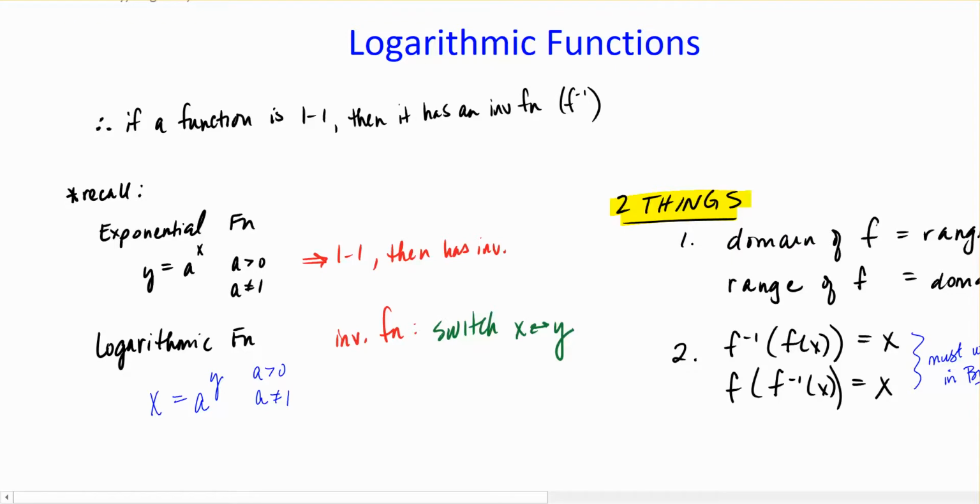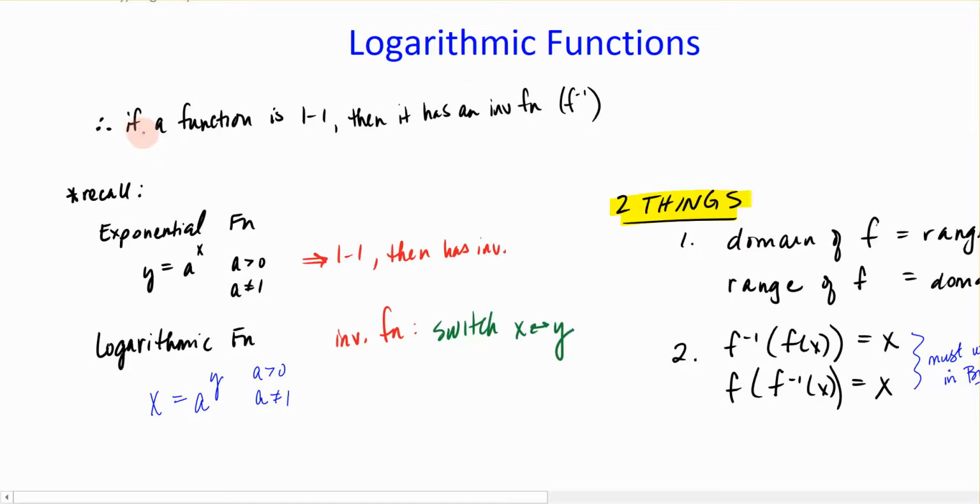So in this series of videos, we're going to talk about logarithmic functions. Now, in the previous section, we talked about exponential functions. And these two functions are related because they are in actuality inverses of each other. So let's look at that for just a minute.